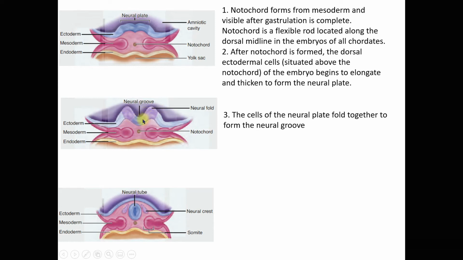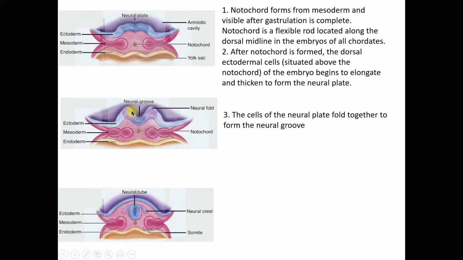Now class, this dark blue structure here is the dorsal ectodermal cells, not the whole thing. Earlier I circled the whole thing, so there is a misconception. This is the ectoderm, and these are the dorsal ectodermal cells that came from the ectoderm itself. Now the cells of the neural plate will fold together to form the neural groove.